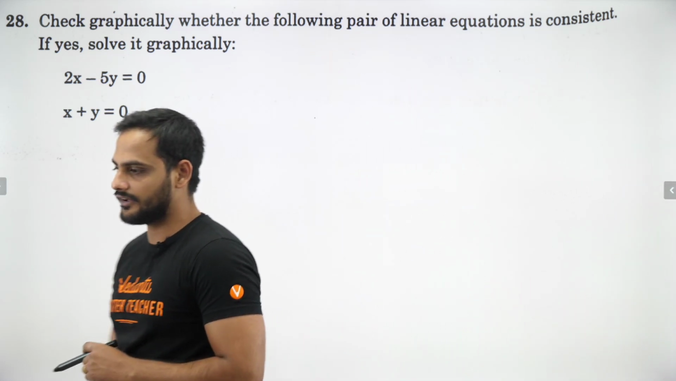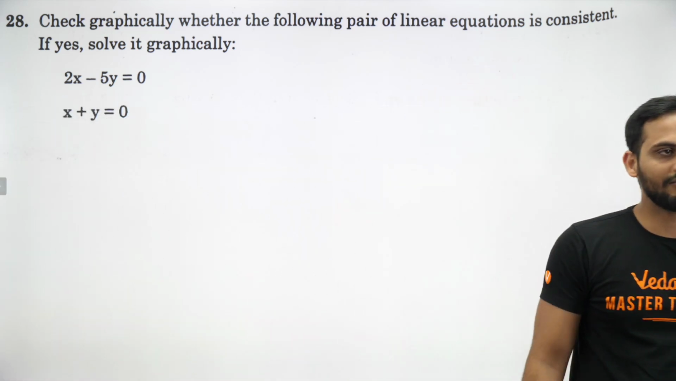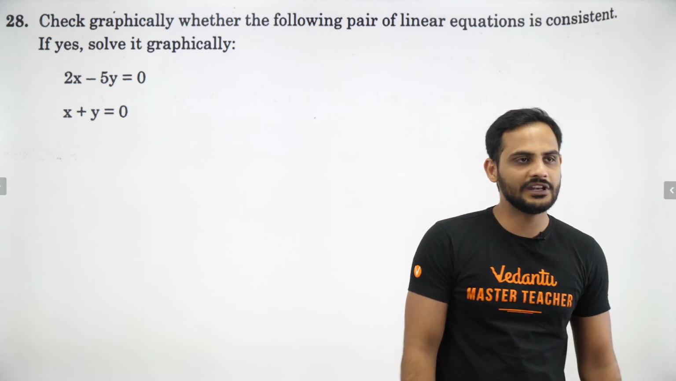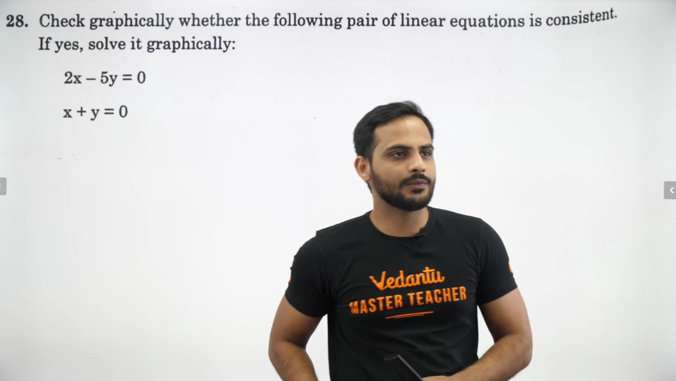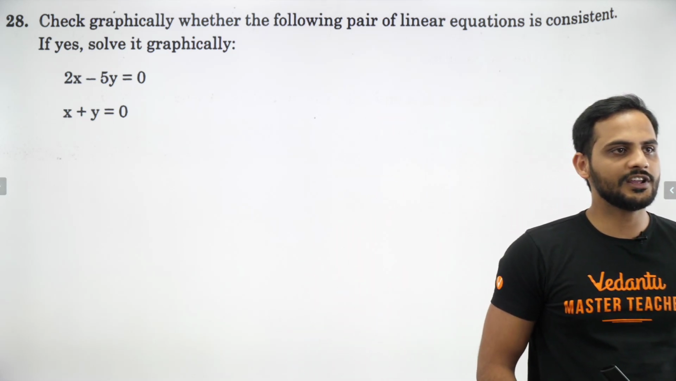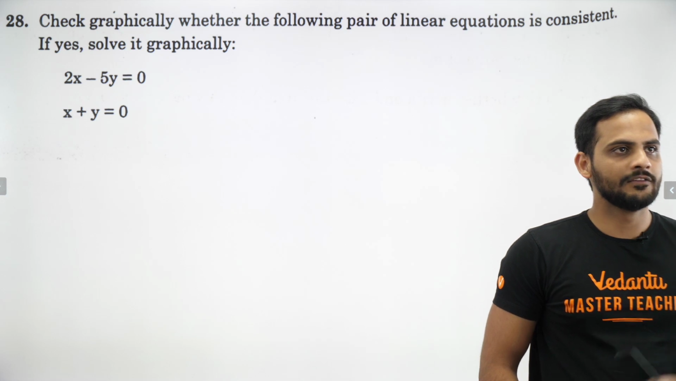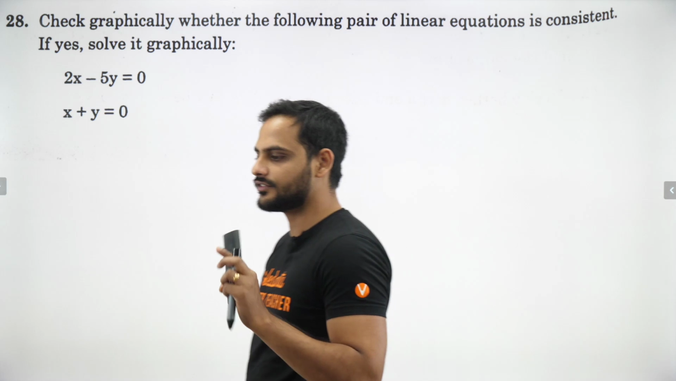ओके, next part, check graphically whether the following pair of linear equations is consistent, if yes solve it graphically। तो बेटा जल्दी से बताओ, consistent means, I have told you the meaning in some of the classes. What is the meaning of consistent? Consistent equation means which has a solution. Shabash, very good. Consistent equation means it should have at least one solution.